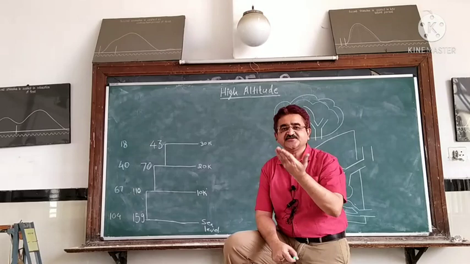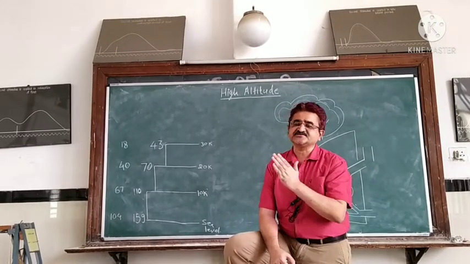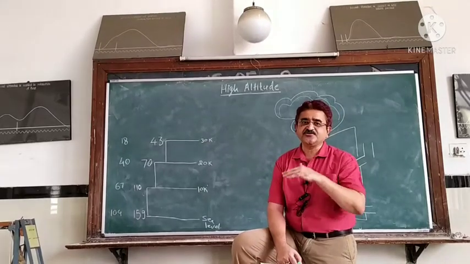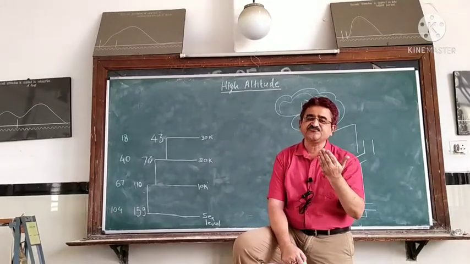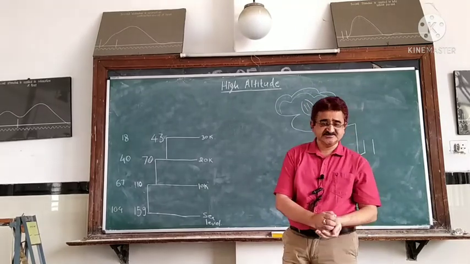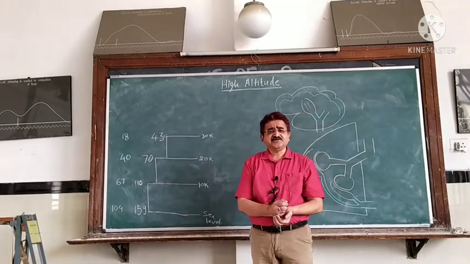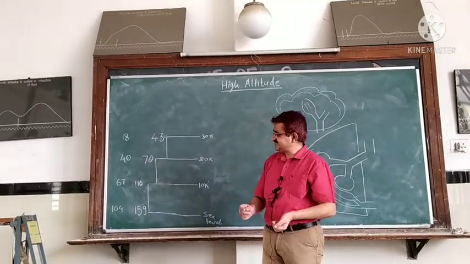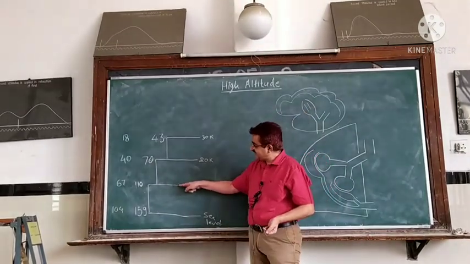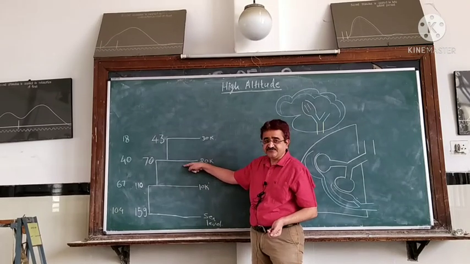Beyond that, there is the development of what? Acute mountain sickness. Beyond the height of 10,000 feet, there is the development of acute mountain sickness. So, what is this acute mountain sickness? Acute mountain sickness develops when the ascender is ascending above the height of 10,000 feet.